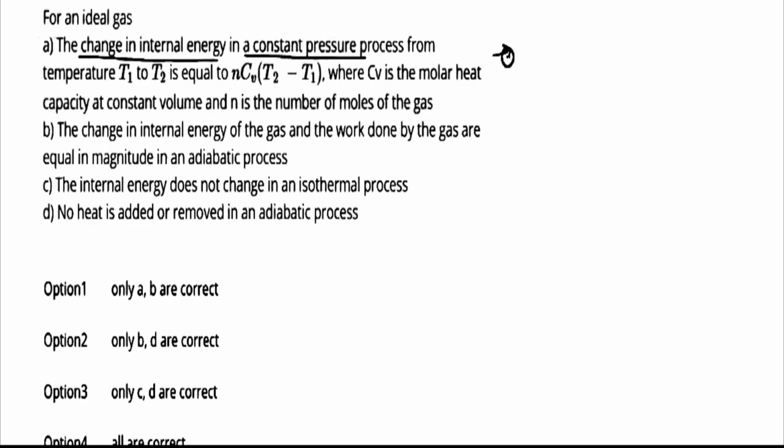So in a constant pressure process, whatever heat we supply will be used partly for increasing internal energy and partly to do work. However, the delta U value will be equal to nCv delta T.